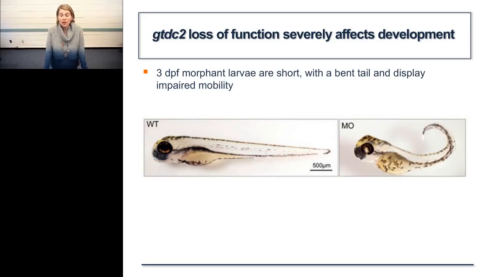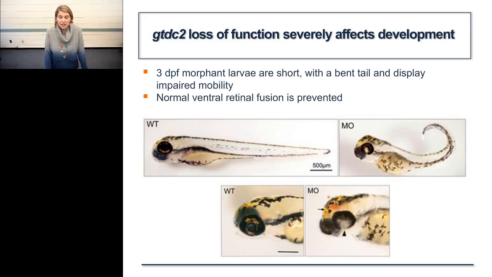It cannot extend it. In addition to that, they also have very severe defects in the development of their head. This is where GTDC2 was removed. You can see the retina is not fully fused and developed in the eye of this little fish. The shape of their head is not normal. You can definitely see an edema and a stroke where there is blood in the brain. So they were clearly not normal.